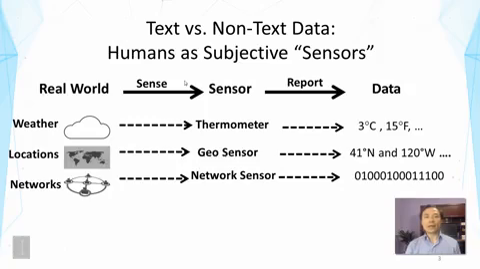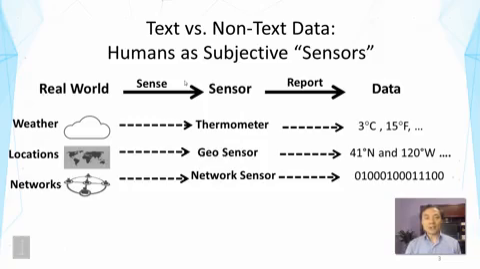Next, let's talk about text data as a special kind of data. Now, it's interesting to view text data as data generated by humans as subjective sensors. So this slide shows an analogy between text data and non-text data, and between humans as subjective sensors and physical sensors such as a network sensor or thermometer.